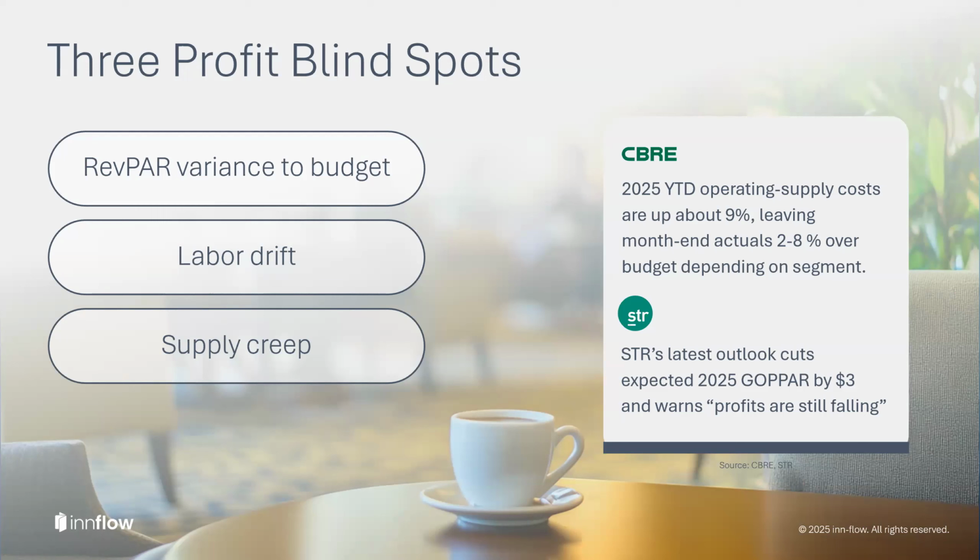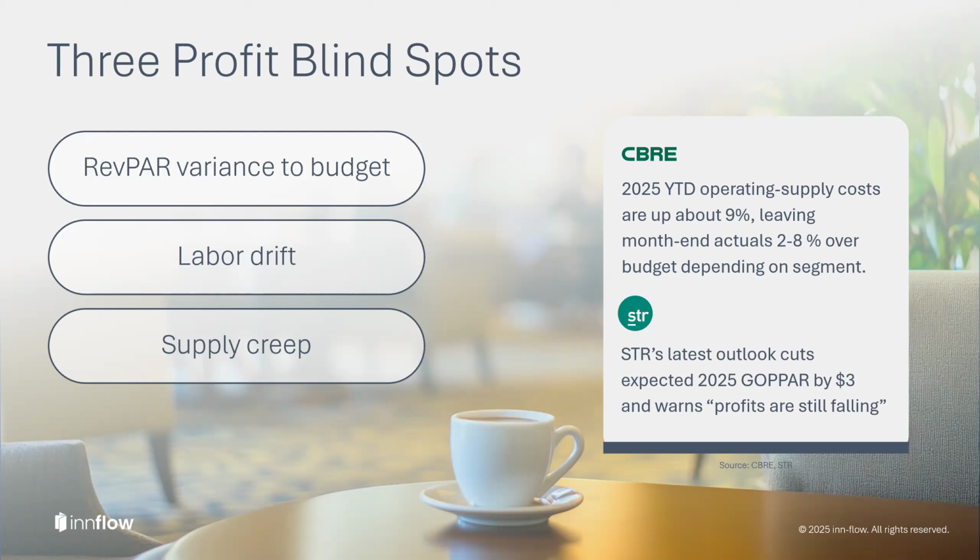First one being the RevPAR variance to budget. This is really just the difference between your actual revenue per available room and your budgeted target. Because RevPAR is often reviewed as a monthly average, a few weeknights can be masked by stronger weekends, hence the recent 4th of July, making underperformance really hard to spot in time to adjust those rates.